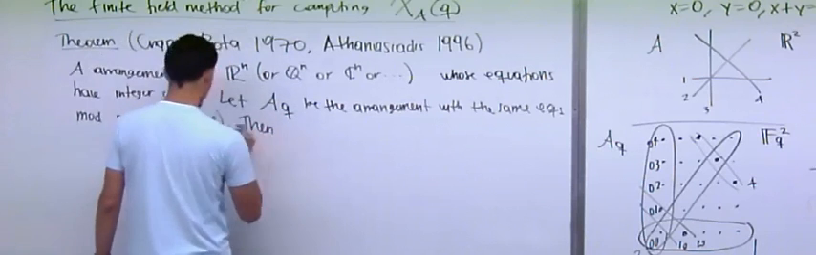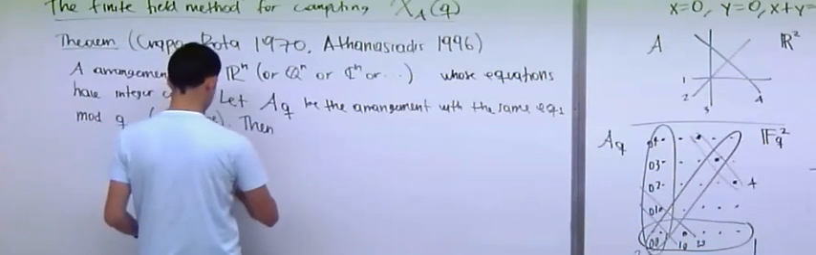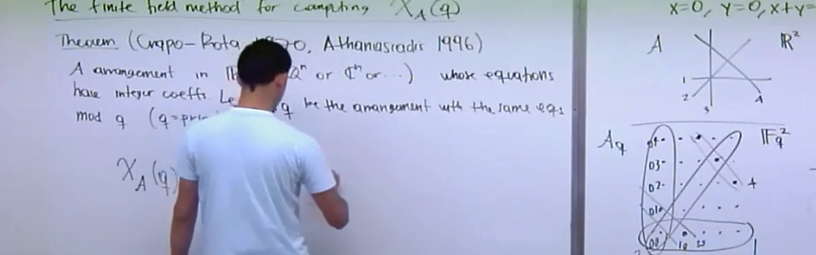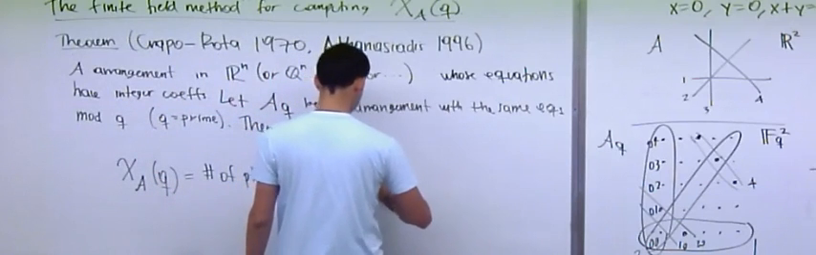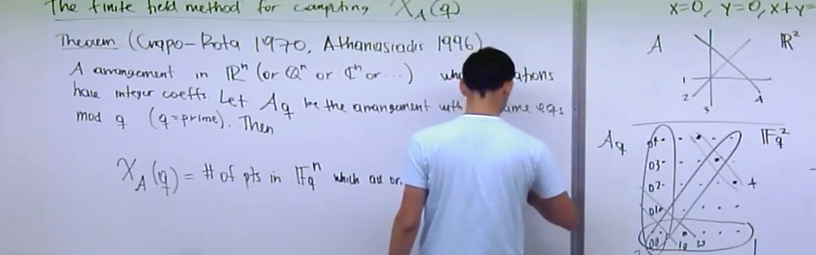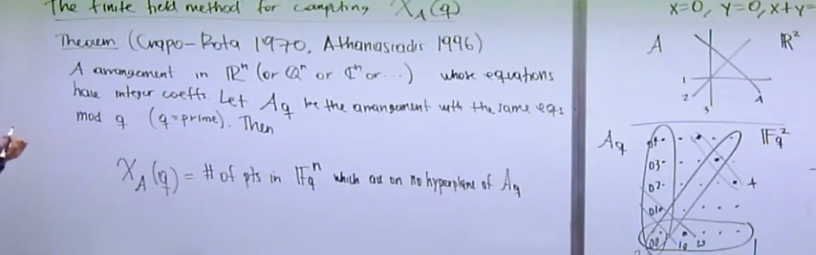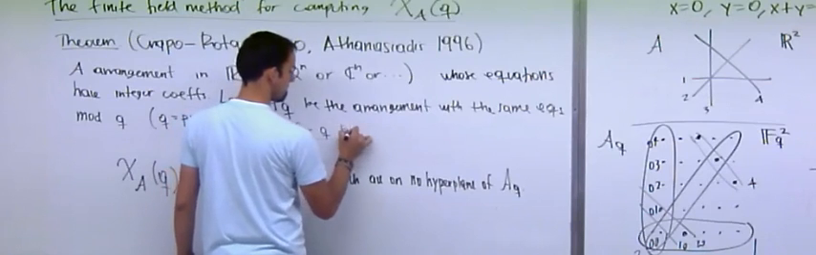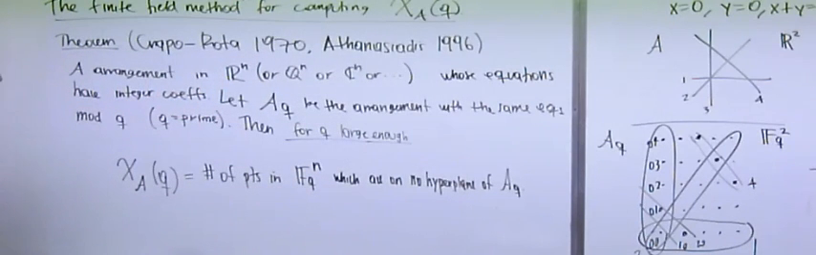Then the characteristic polynomial of the arrangement that you're trying to compute is just the number of points in FQ to the n that are on no hyperplane of A sub Q. Okay. This is the finite field method. And I want to add a condition here, which is that this works for Q large enough. And we will see what that's about. But basically, if you choose a Q large enough, you can do this. Okay?